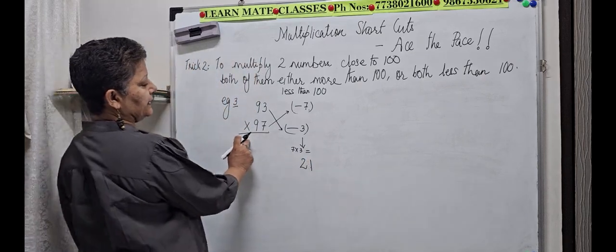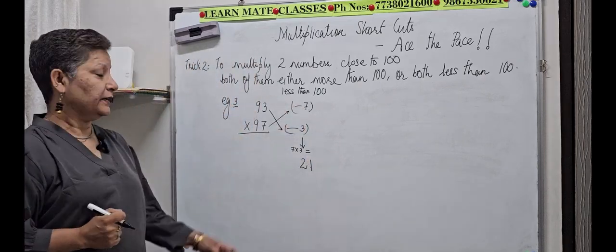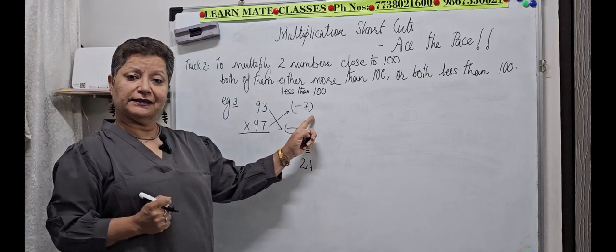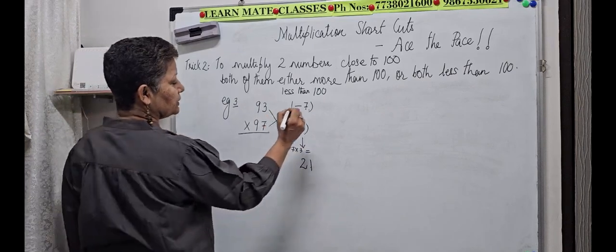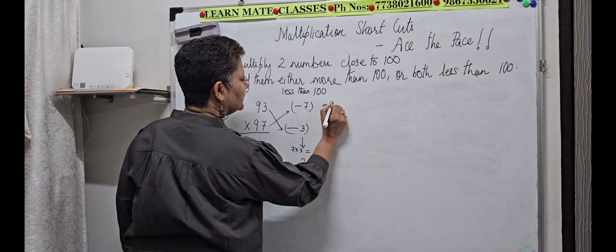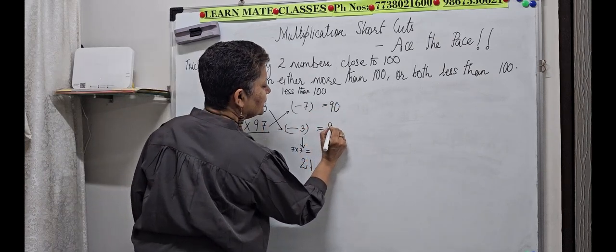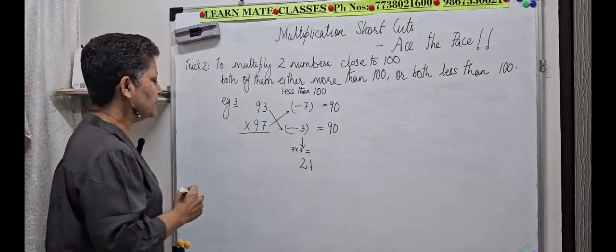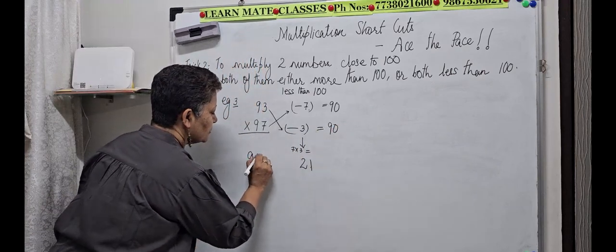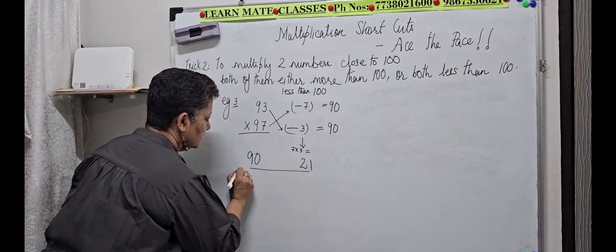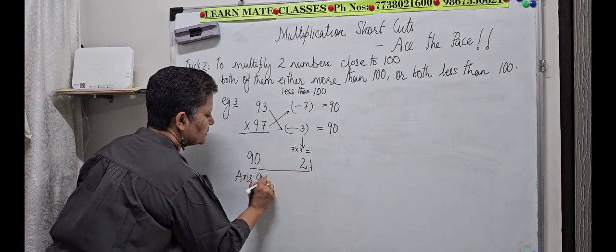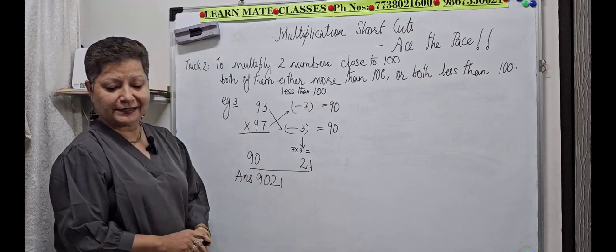Now 97 minus 7, you're not going to add. This time you're going to be subtracting because it's a minus 7. So this is going to give you 90. And 93 minus 3 is also going to give you 90. So your final answer is going to be 9021. Answer 9021. So it was as simple as that.